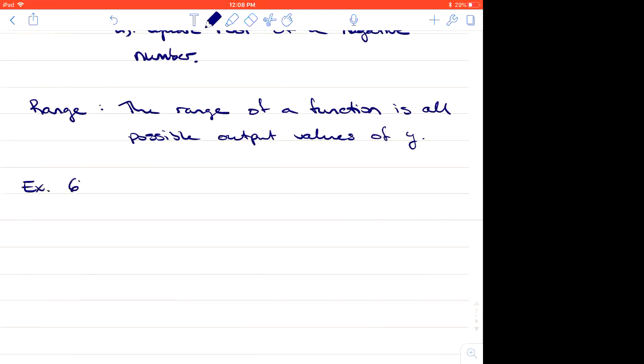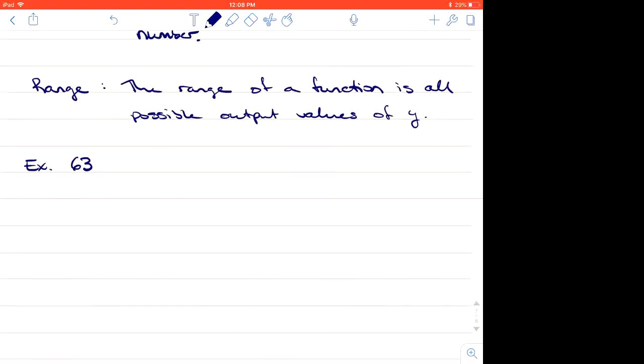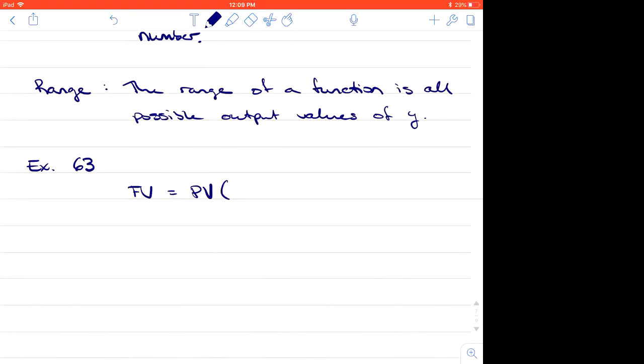Let's do example 63. Okay. If we have a function that looks like the future value is the present value times 1 plus i, lowercase i, to the power of n. I think the textbook actually has PV there. Fine, I'll change it. PV, Puerto Vallarta.